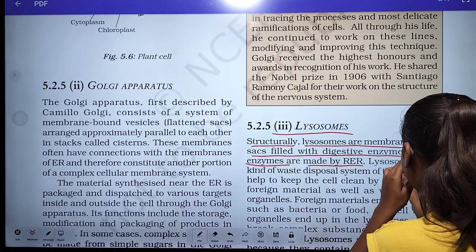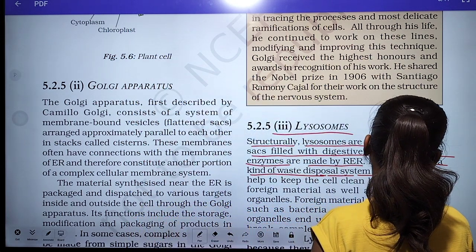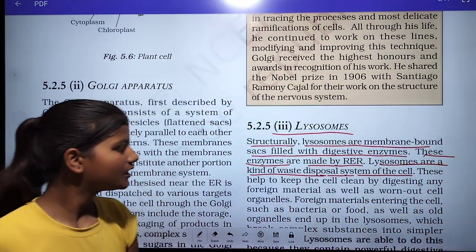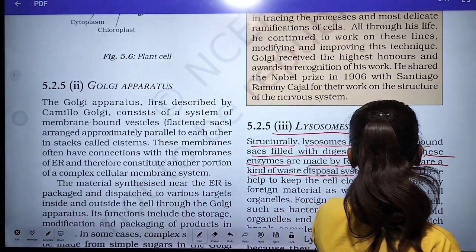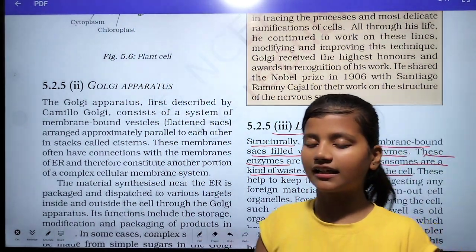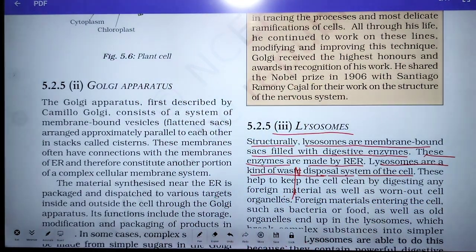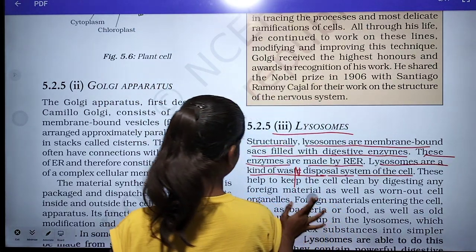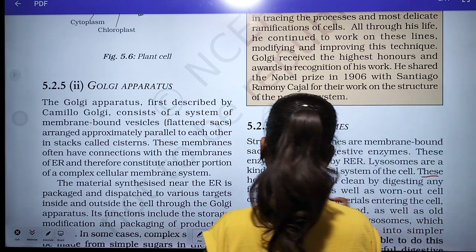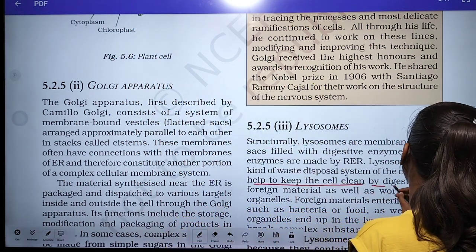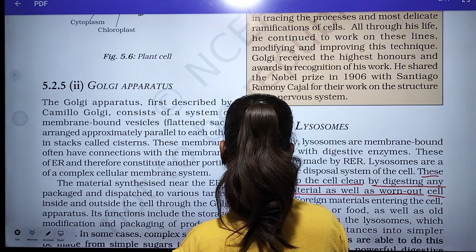Lysosomes are a kind of waste disposal system of the cell. It means lysosomes help to remove the waste material available in the cell. These help to keep the cell clean by digesting any foreign material as well as worn out organelles.